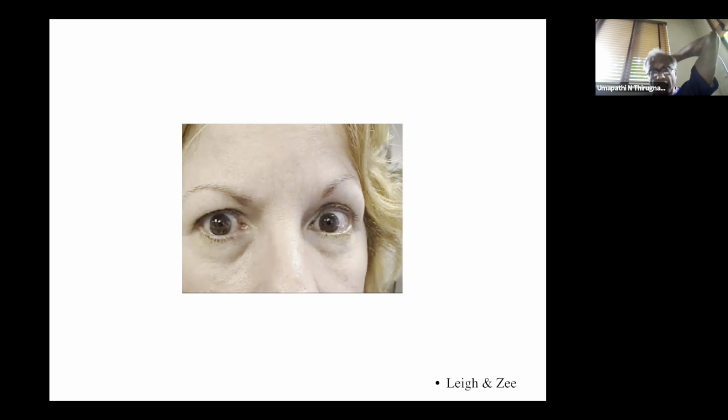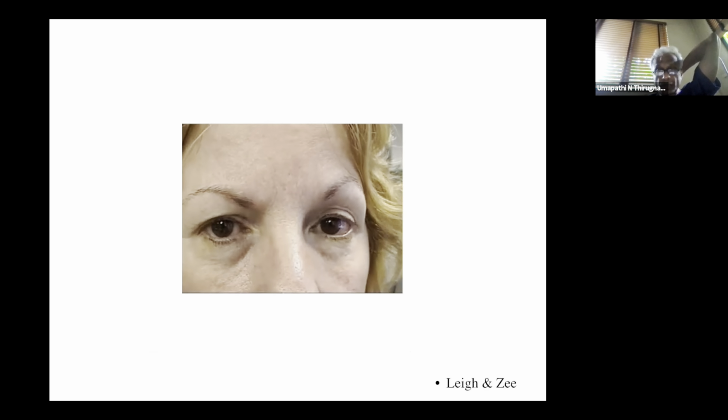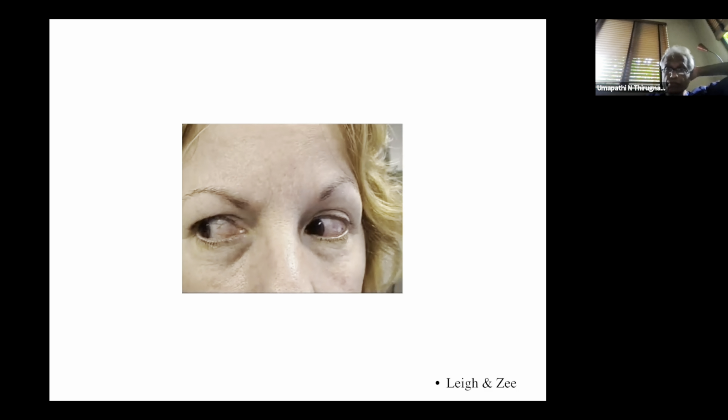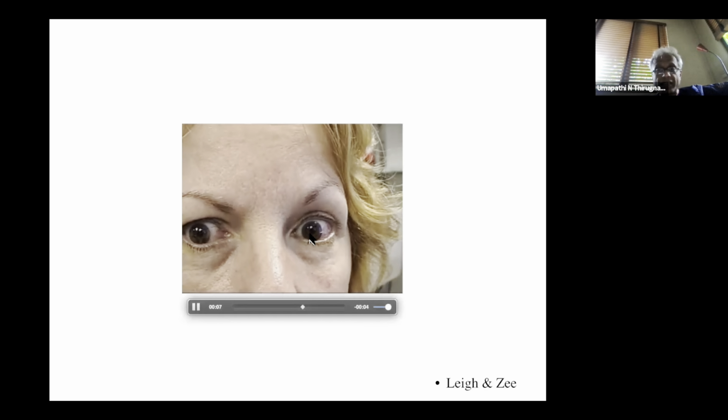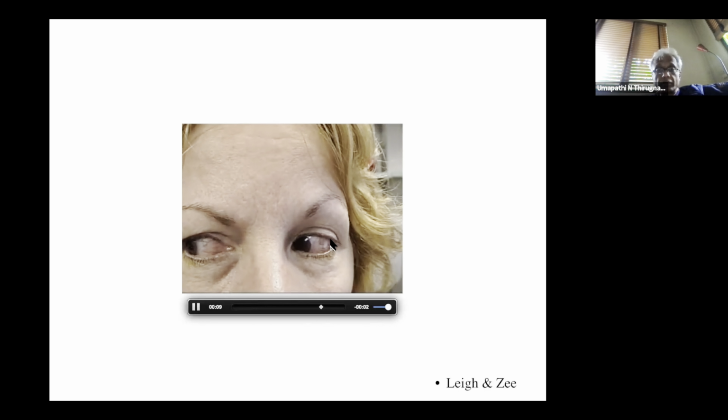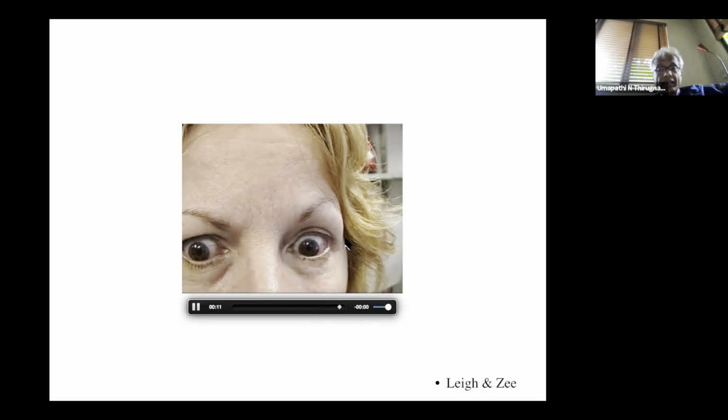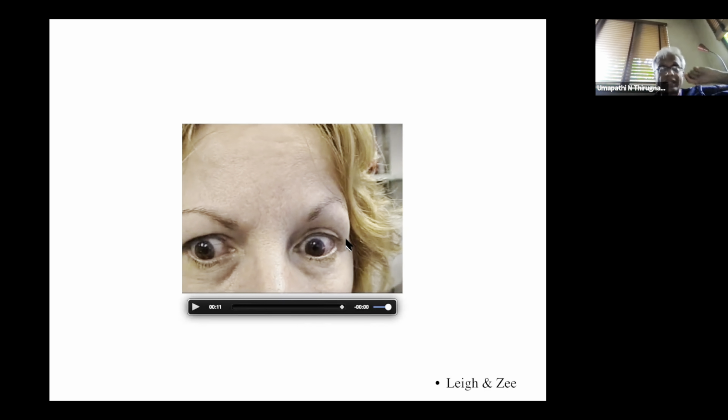Okay, so this lady is unable to look to the left. Look to the right. No problem. Now look as far as you can to the left. Okay, now she's trying to look to the left, as Dr. Z is trying to say. Right. And as far as you can to the left. Nothing is moving.